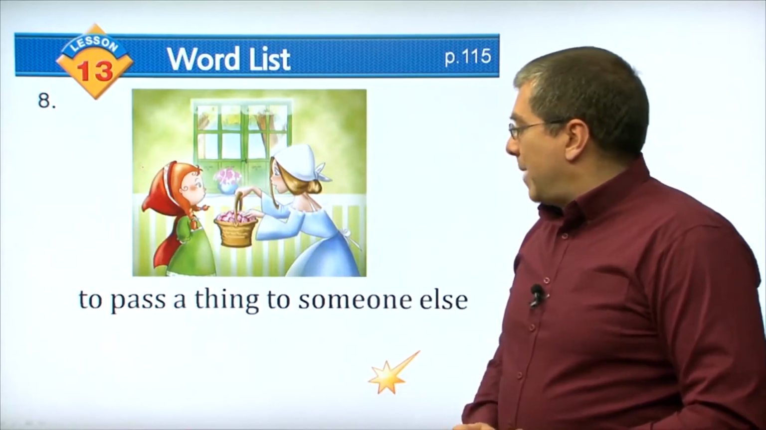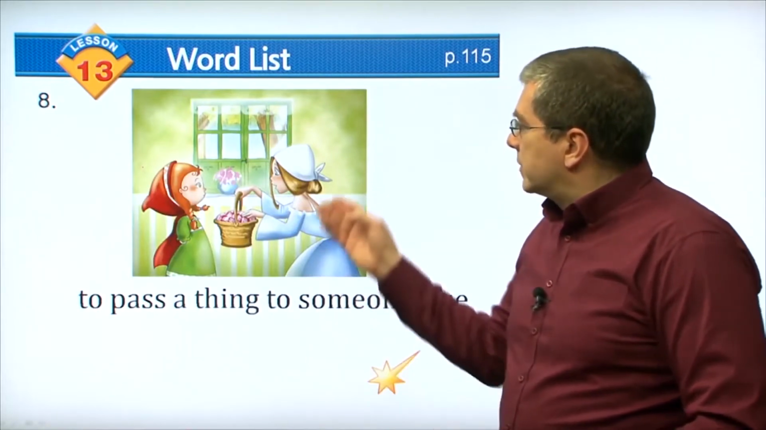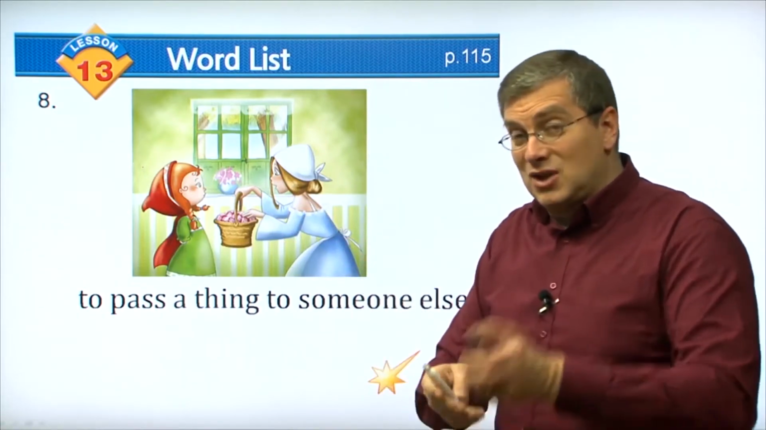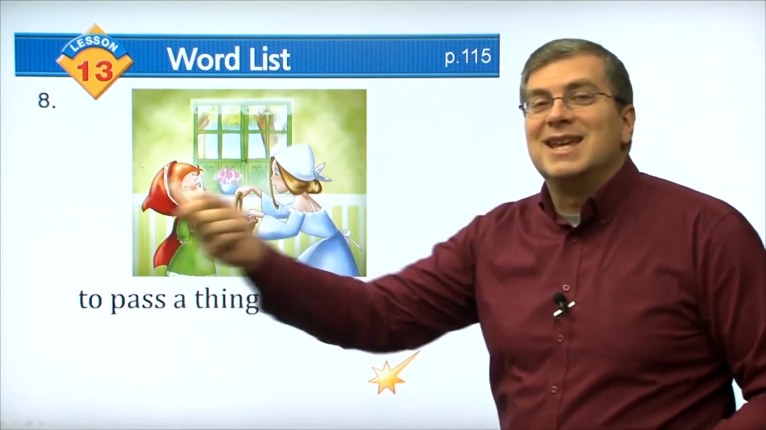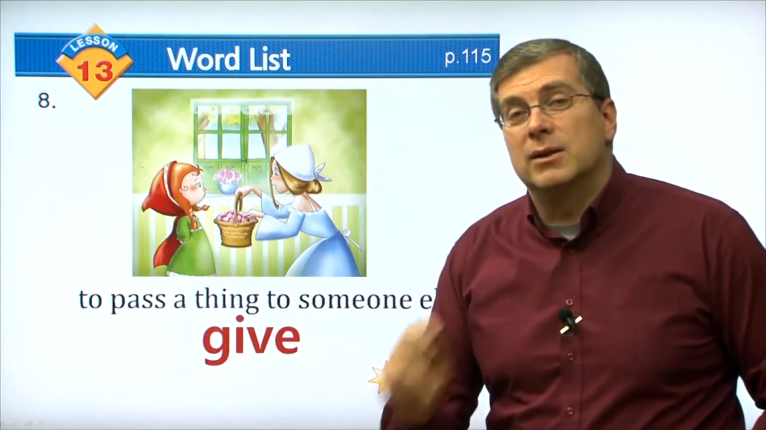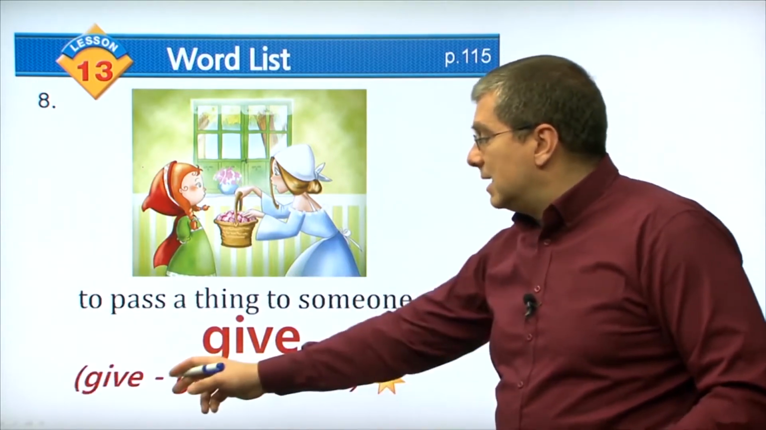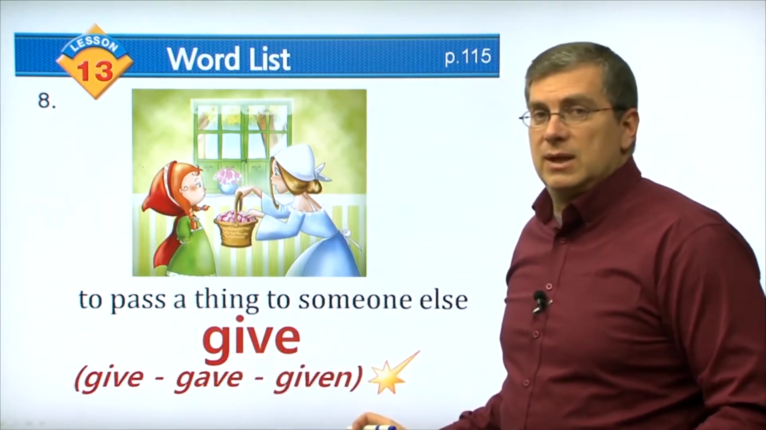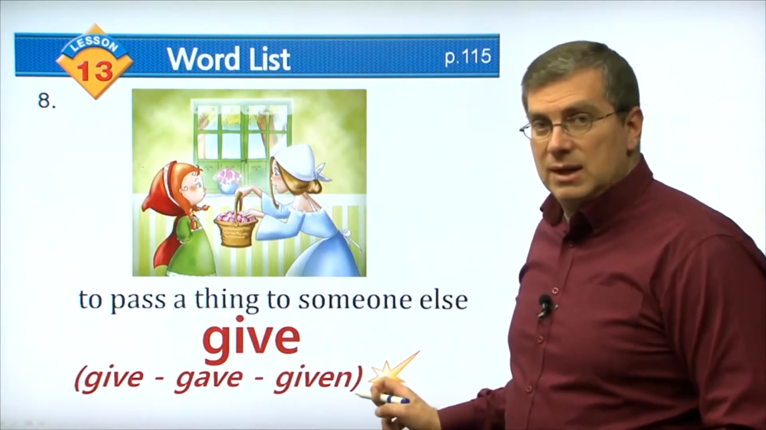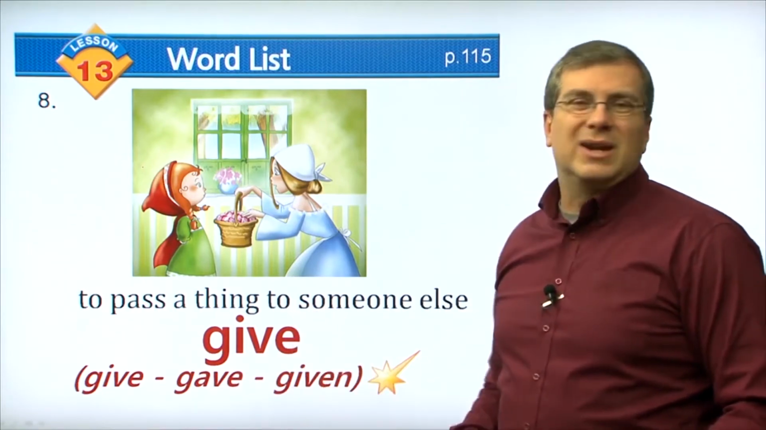Here we have to pass a thing to someone else. This woman here is giving the little girl a basket. And I just used the word, right? She's giving, to give. Give. And give is an irregular verb, so we say give, gave, given. One more time. Give, gave, given. Okay, good. So that's a very easy verb.